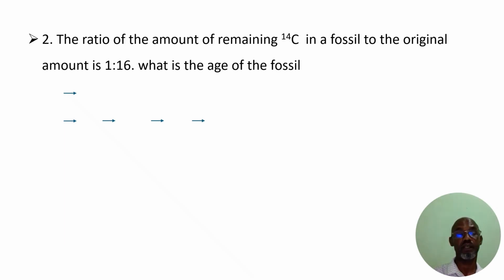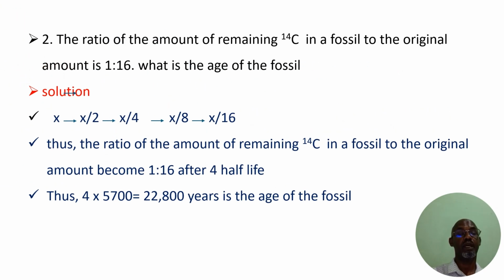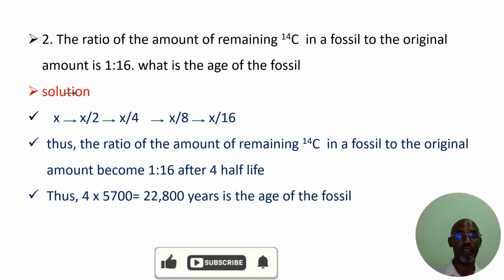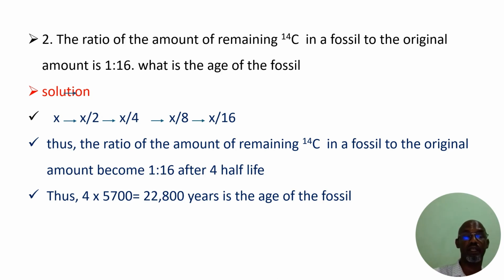You can do this similarly, if you consider x is the original amount. After one half-life, that is 5,700 years, it becomes x over 2. In another additional 5,700 years, x over 4, half of x over 2 is x over 4. And in another 5,700 years, x over 8. In an additional one half-life, x over 16. Compare this. The ratio of x and x over 16 is 1 to 16.